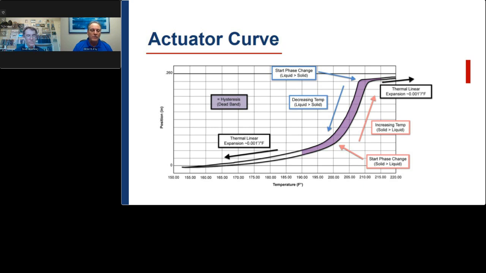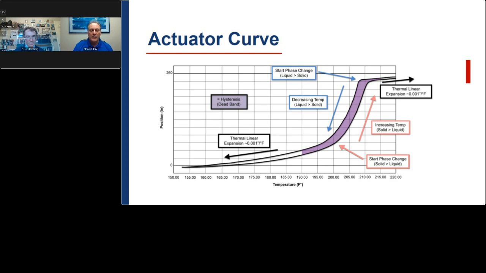That means it's not in its active region yet. And you see that very first point at the lower right-hand side where it says start of phase change. That's about when the stroke versus temperature curve reaches about a 45-degree angle. And this is where what we call the active region starts to take place. And you'll see from there, the slope keeps increasing until it reaches its termination point, which is what we call the upper knee on rising temperature.